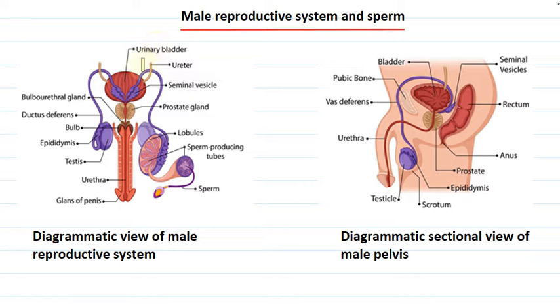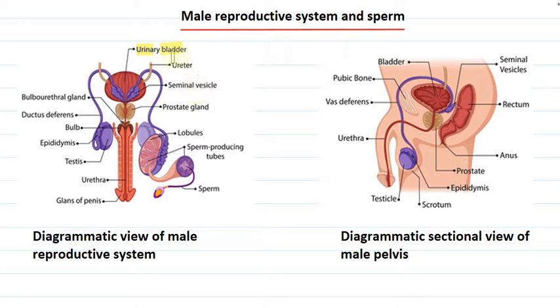Okay. So first here in the diagram, that is the diagrammatic view of male reproductive system. Let's talk about this diagram first and then we will move on to the sectional view of the male pelvis. So first up, the first thing that is marked in our diagram is urinary bladder. This urinary bladder is actually part of the urinary system. So the urinary system usually includes kidneys, ureters, bladder, that is urinary bladder, and urethra. So let's just brief about this and then move to each of the part of the male reproductive system.